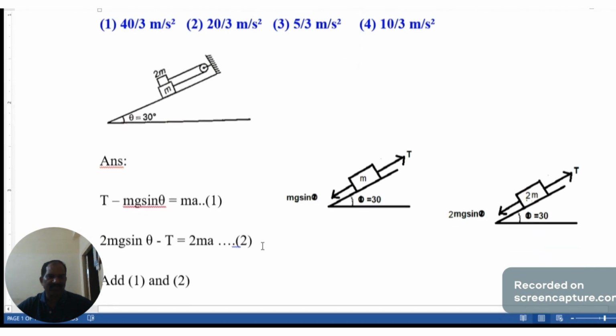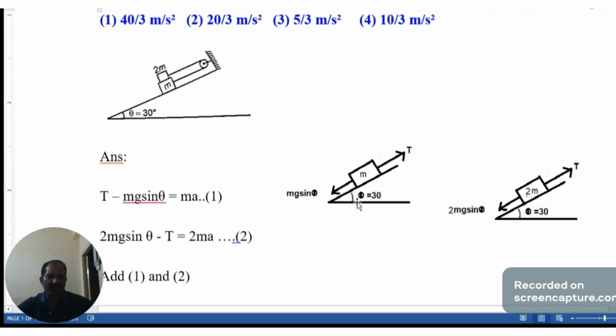Okay, so we will just find out the free body diagram of both the masses in the direction of acceleration. We know that on the small m, upside force is acting T, that is nothing but its tension, and downside force is the horizontal component mg sine theta. Okay, what about the next mass? Here also the tension, same string only, so the tension is acting upside, and its downside component, or parallel component, is 2mg sine theta.